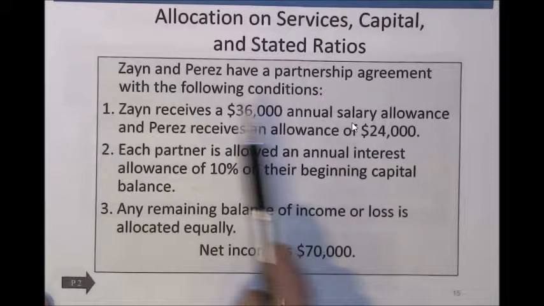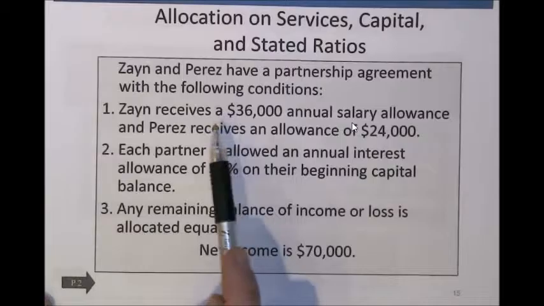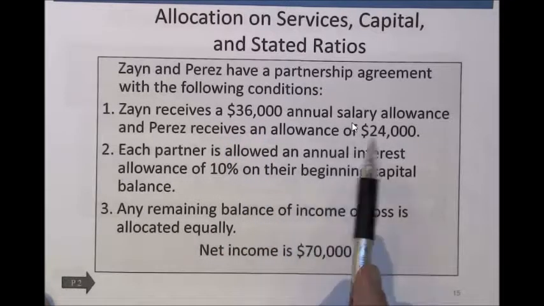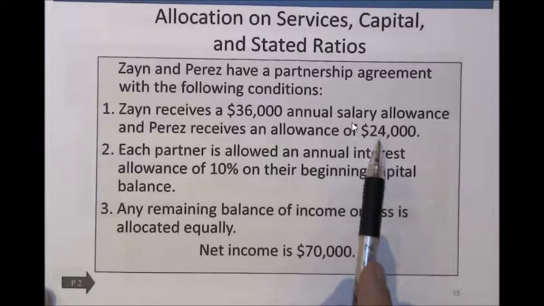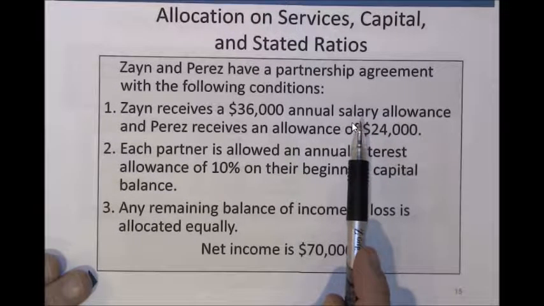So now we're going to say that the partnership agreement says this, right? Zane receives a $36,000 salary allowance. Perez receives a salary allowance of $24,000. Now that doesn't mean they get paid that in cash, right? This is just a tool that we use in the process of dividing net income.